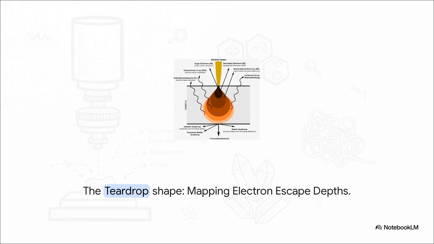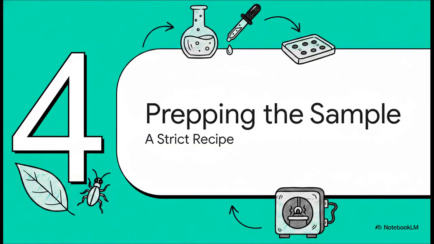This actually means a wild thing for scientists. Sometimes the final resolution of the image is a bit poorer than the tiny size of the electron beam itself, just because that interaction volume spreading out inside the sample is so wide. All right, let's pivot to Section 4, prepping the perfect sample.